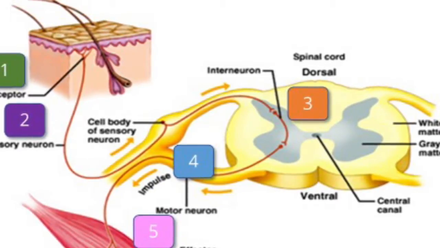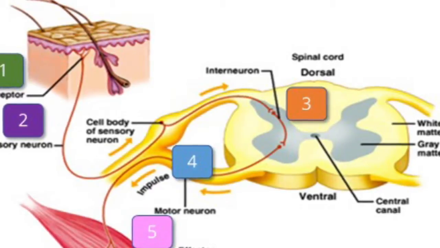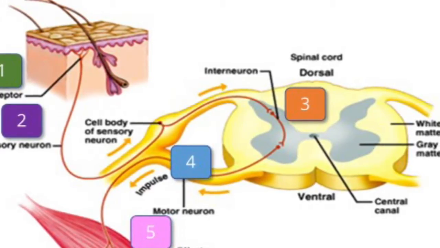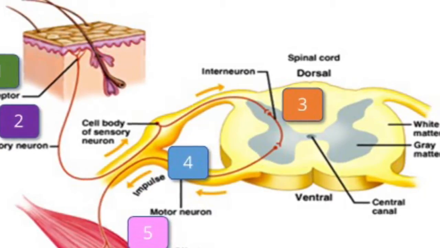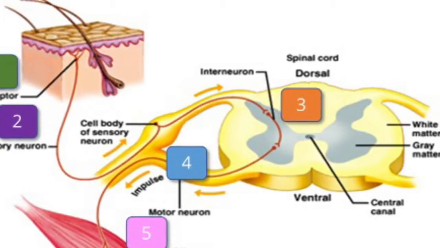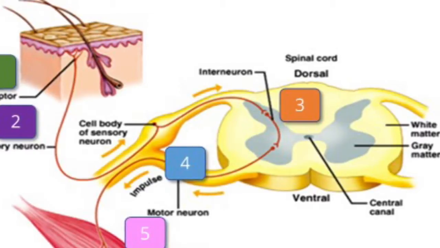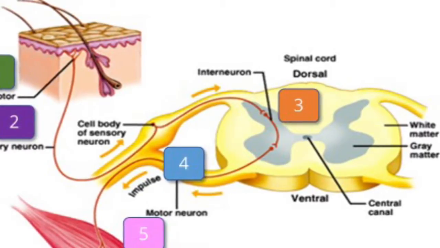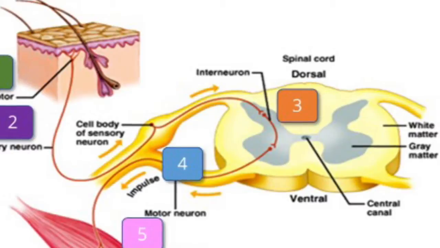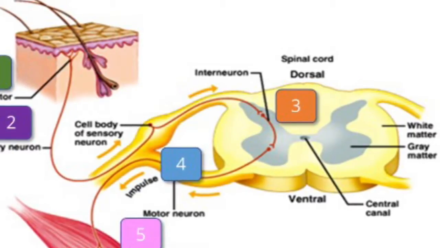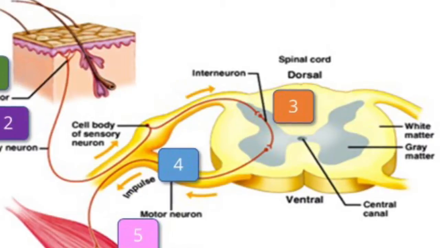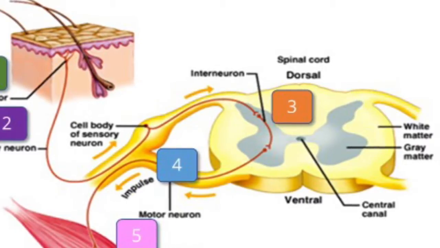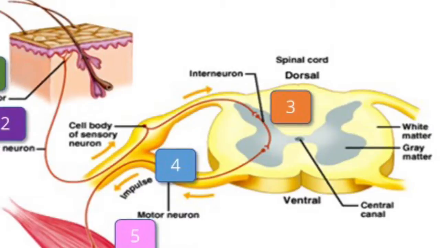The integrating center is one or more regions of gray matter within the CNS and is the simplest type of reflex. The integrating center is a synapse between a sensory neuron and a motor neuron. Then we have the motor neuron. The nerve impulses from the integrating center leave the CNS along motor neurons to effectors. And finally, we have the effector, that are the parts of the body that respond to the motor nerve impulse, such as muscle or glands.